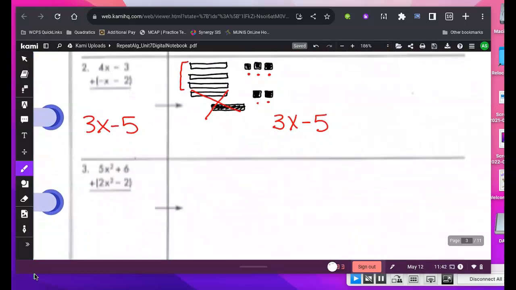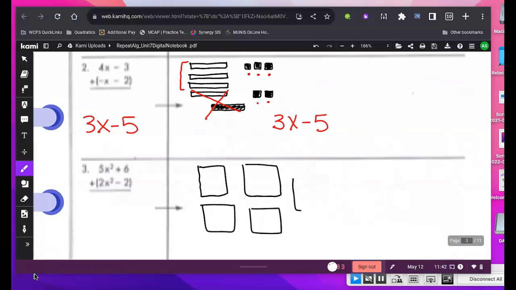So we're going to draw the picture, draw the model, then we're going to cancel out our positive and negatives, and then we'll count how many we have left over. So now I have 5x to the second power. So I'm going to take that big block, I have 5 of them, 5 positive x squareds, plus 6, and those are the little positive tiles. So here's my plus 6.